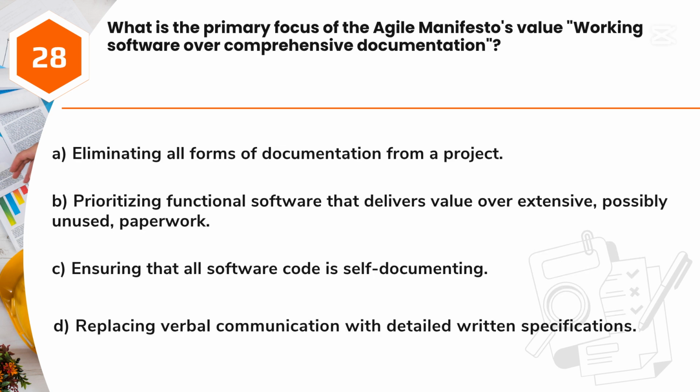Question 28. What is the primary focus of the Agile Manifesto's value, working software over comprehensive documentation? A. Eliminating all forms of documentation from a project. B. Prioritizing functional software that delivers value over extensive, possibly unused, paperwork. C. Ensuring that all software code is self-documenting. D. Replacing verbal communication with detailed written specifications.